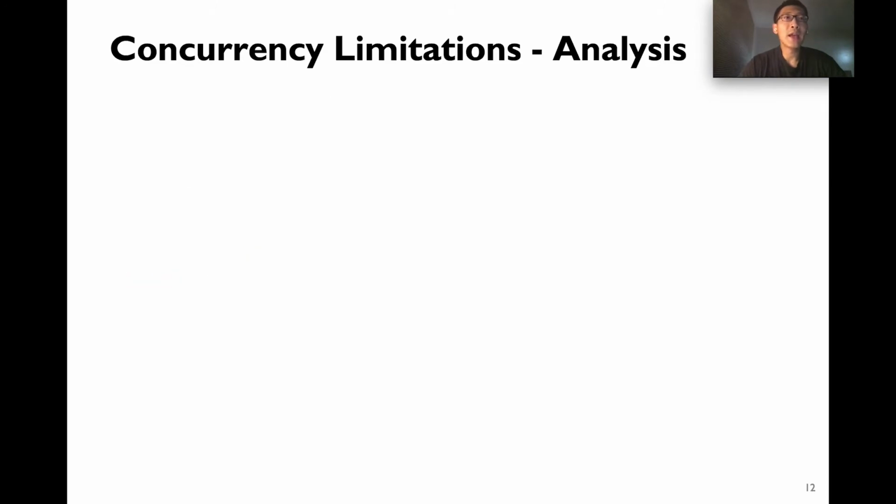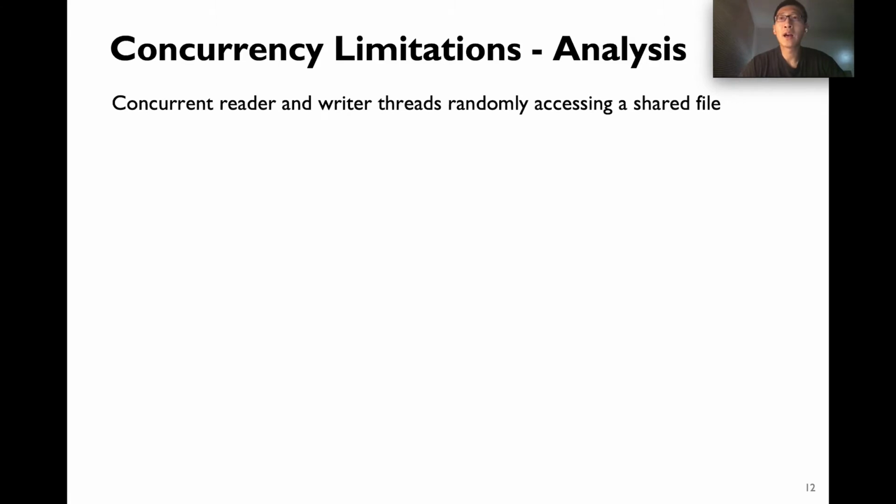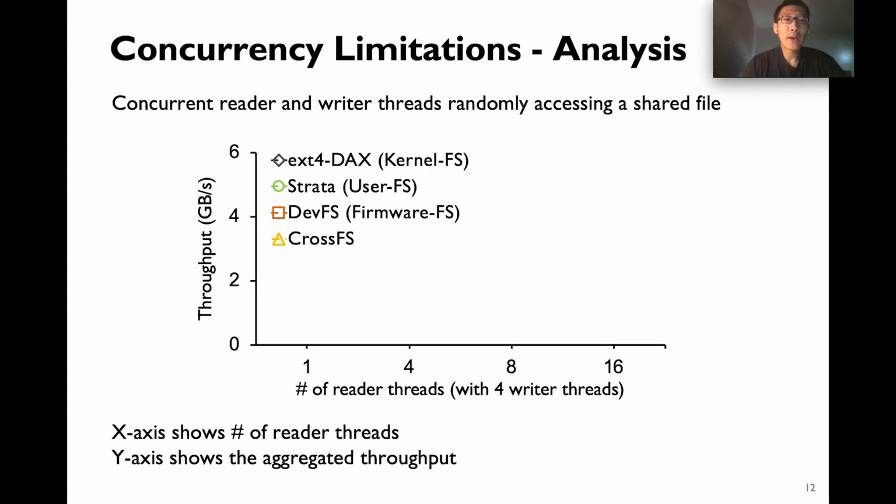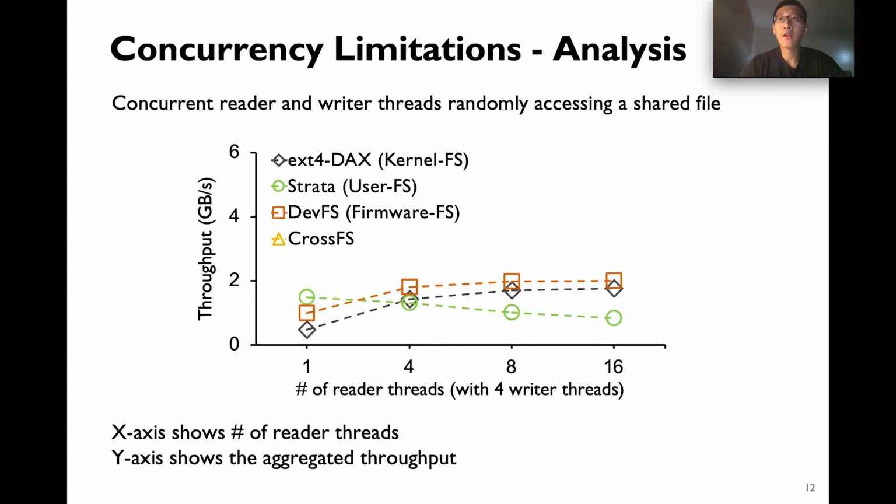To analyze the impact of the inode level lock, we perform an experiment where concurrent reader and writer threads are randomly accessing a shared file. We compare 3 types of file systems: kernel-FS, user-FS, and firmware-FS. As the number of threads increases, the aggregated throughput does not scale very well. As we showed in the previous slides, they are limited by the inode level lock.